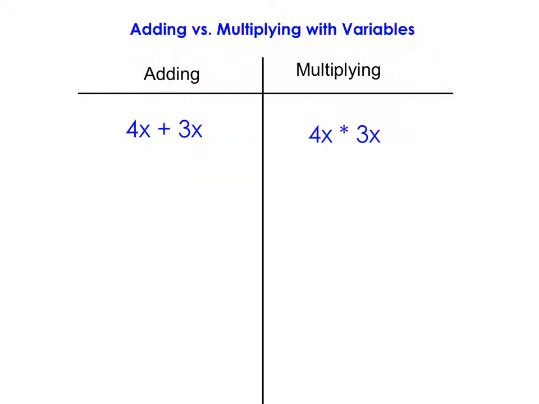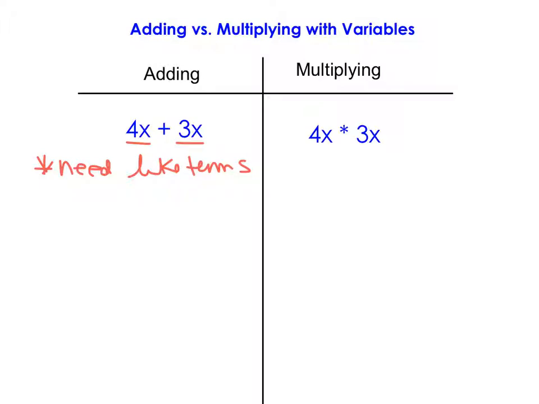Now this slide is intended to help you as you discern what to do when you're adding versus multiplying different terms that contain variables. So remember that when we are adding, we need to have like terms. If we want to combine them together, we need to have like terms. They need to have a matching variable part, which in these cases, these do. They have that matching variable piece.